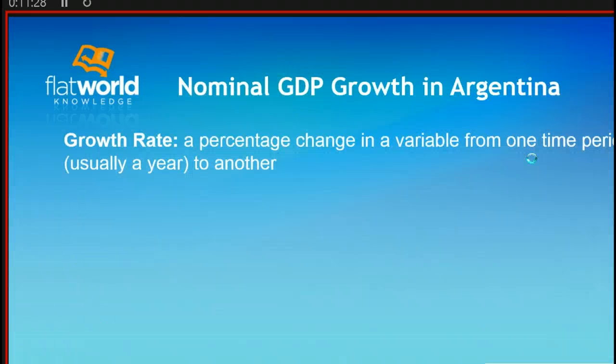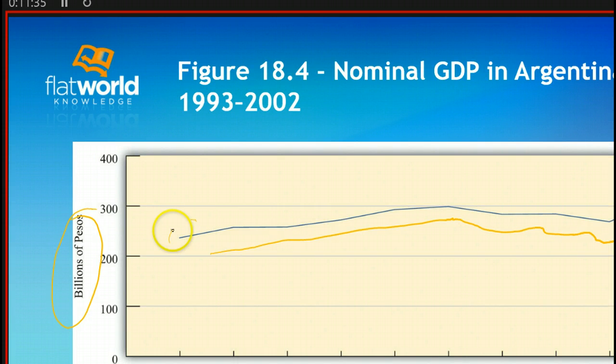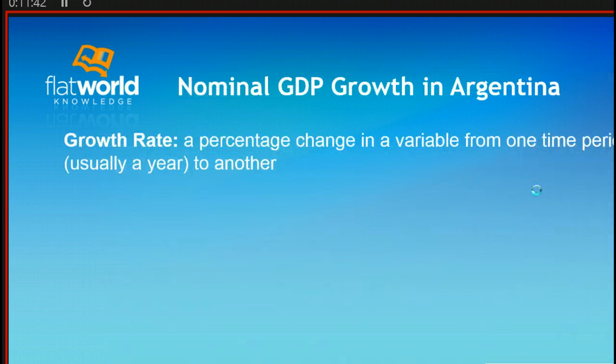Now, another thing we care about: we don't want to just measure the total amount of GDP for each year. Remember on this chart, I was seeing it in terms of pesos each year. But what if I want to know how much it was growing each year? And what if I'm a person, say an economist, who really likes to measure things in percents? Well, we have something called a growth rate. The growth rate is a percentage change in any variable from one time period to another. Now, if we're talking about GDP, it's almost always one year to another, or perhaps one calendar quarter to another.